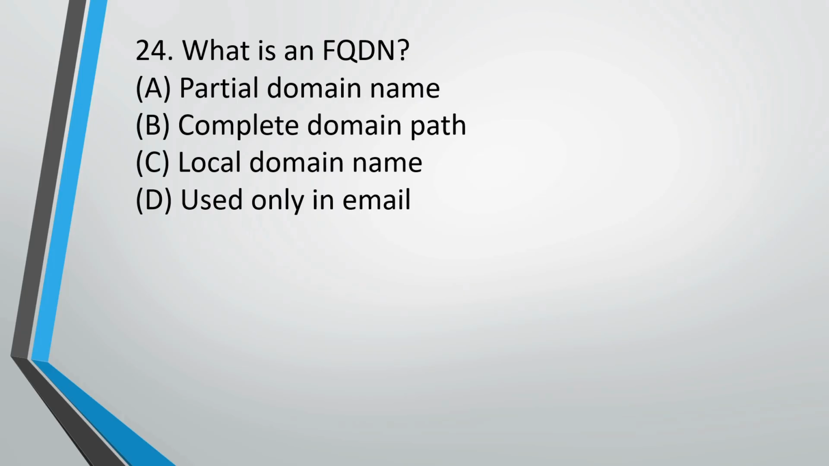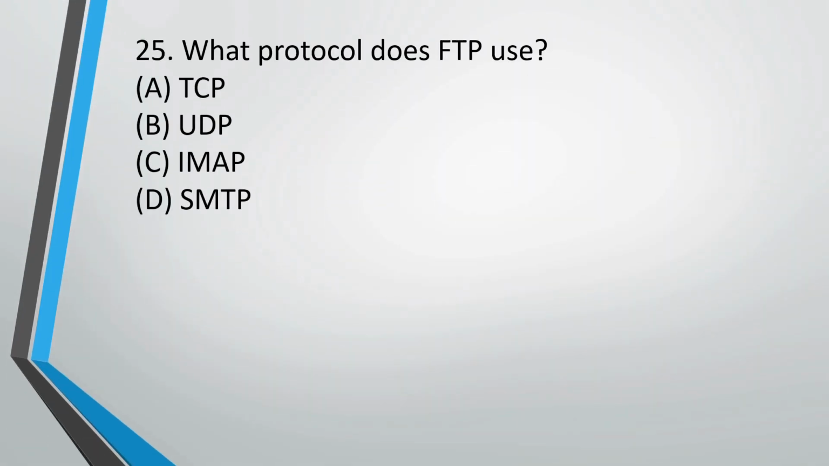Options are partial domain name, complete domain path, local domain name, used only in email. And in this question I want to tell you the full form of FQDN is fully qualified domain name. It means its correct option will be complete domain path. And the next question is, what protocol does FTP use? Options are TCP, UDP, IMAP, SMTP. And the correct option is TCP.